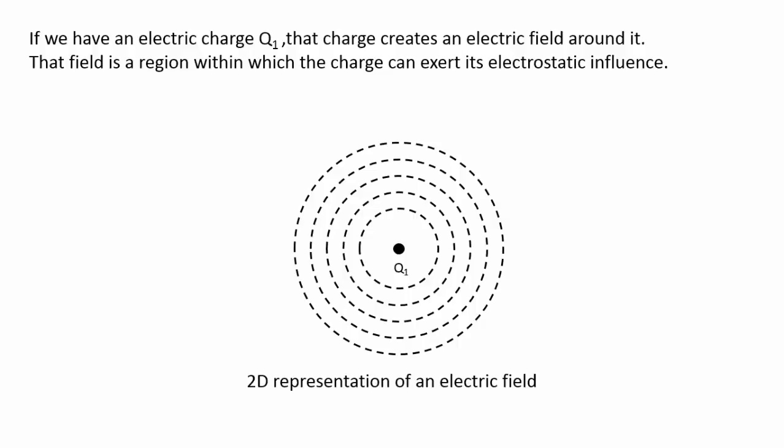On the picture below, you can see a 2D representation of an electric field. This is not a completely accurate representation because the electric field doesn't look like that. This is just to show that there is a field around the charge itself. On the other hand, a 3D representation would be better because in real life, charge is not a circle, it's a sphere.